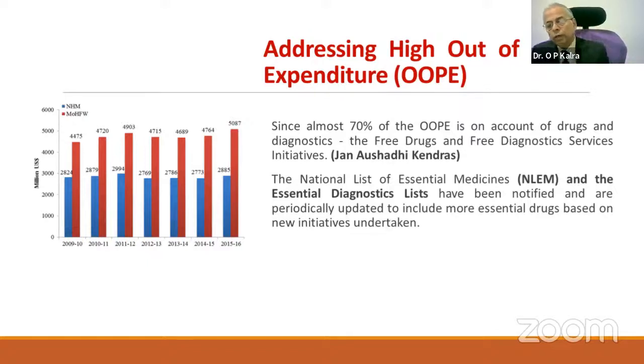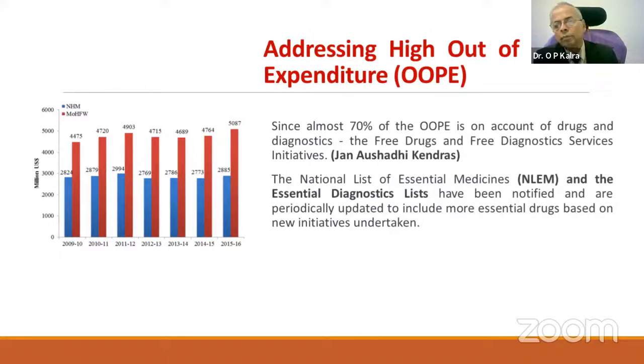In addition to that, a list of essential medicine has been prepared at the central level, which is actually a mandatory requirement in various government institutions. They have to have a stock of these things. And of course, an essential diagnostics list is also there. And it is also the responsibility of various government institutions to ensure that those facilities are provided.